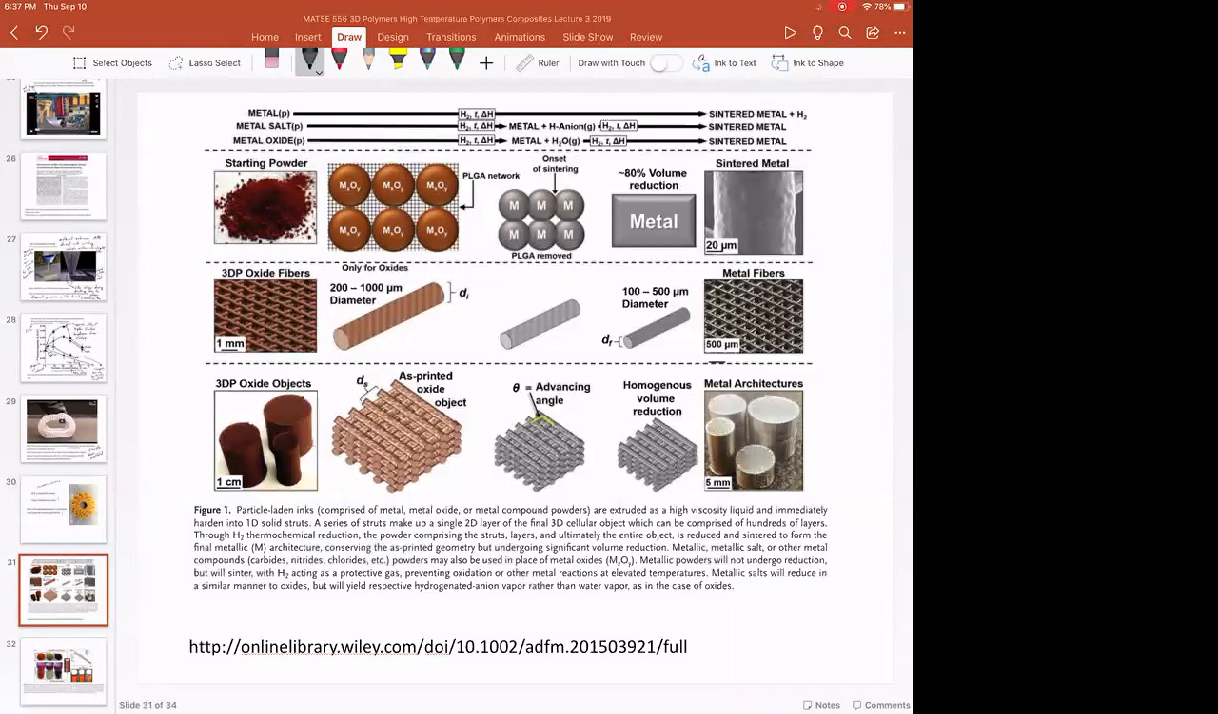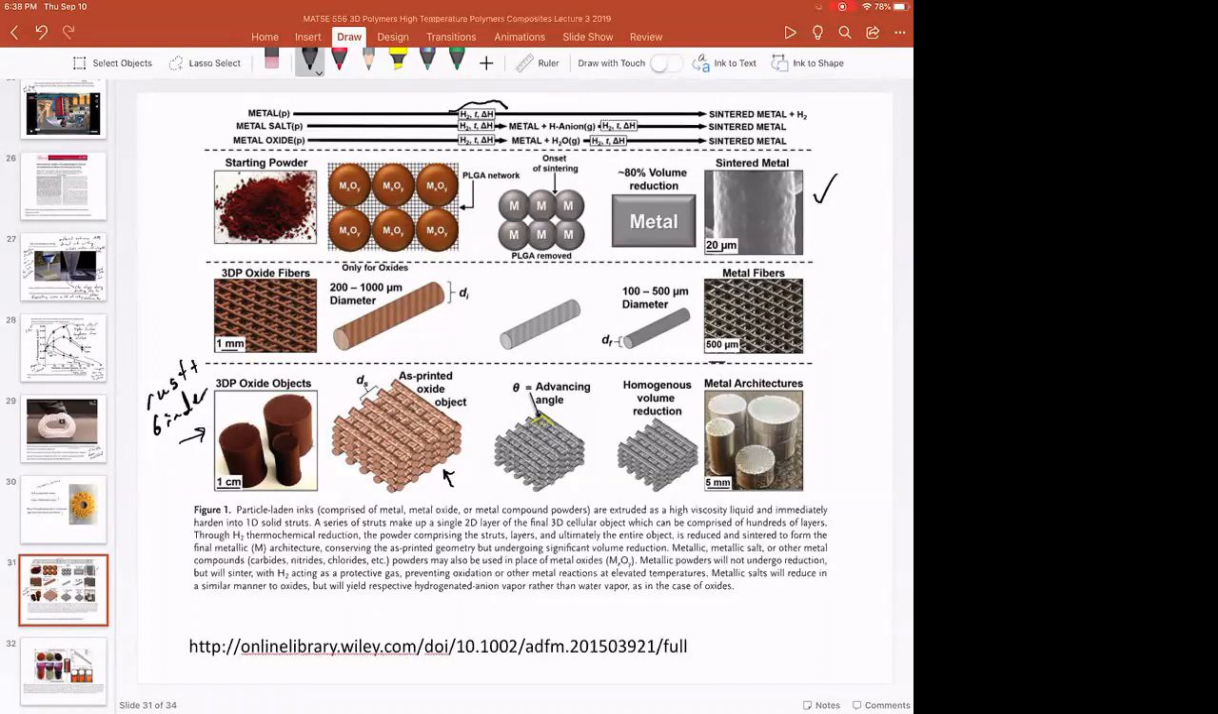And this is a really cool demonstration of a polymer oxide and then metal composite. So this is a 3D printed oxide object. So this is rust plus binder. And so they make this iron oxide that's 3D printed into this lattice. And then if you reduce an oxide under hydrogen and at high temperature, you get something that's a metal.